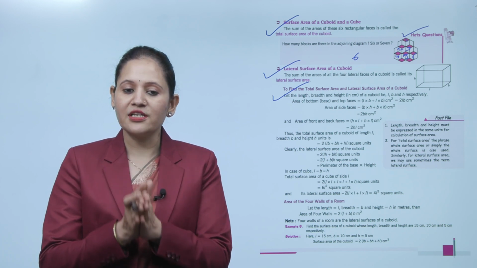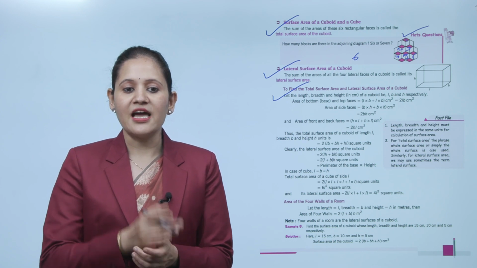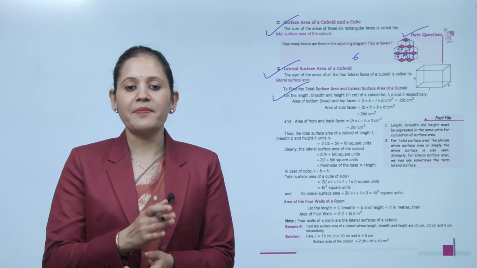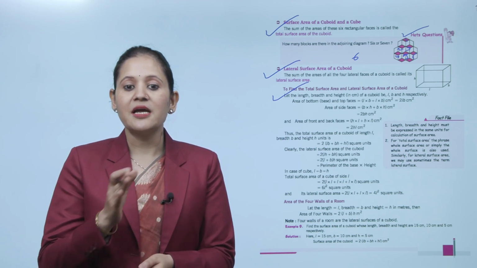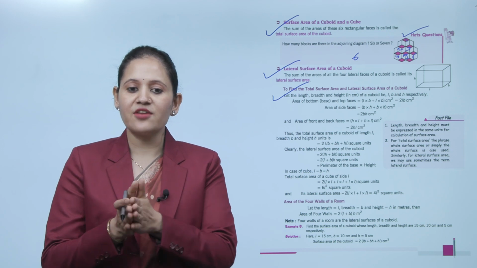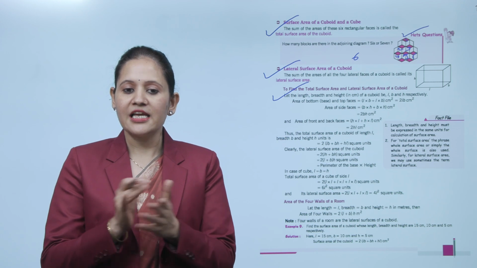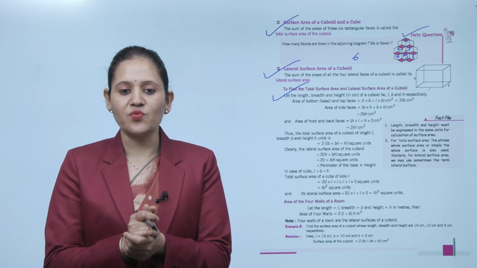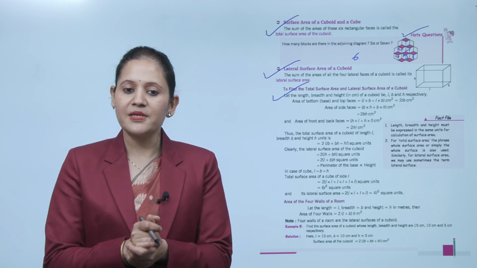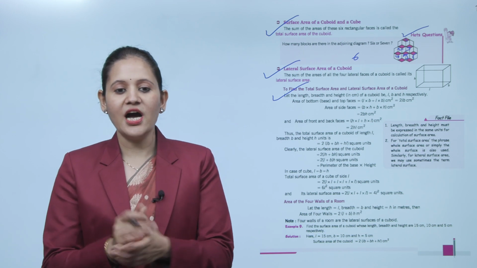Now we have to find the total surface area. So the total surface area of the cuboid of length L, breadth B and height H unit is equal to 2 multiplied by (L into B plus B into H plus H into L) square unit. Clearly, the lateral surface area of the cuboid is equal to 2 into (L into H plus B into H) square unit, that is equal to 2 into (L plus B) into H square unit. That is the perimeter of the base into height.